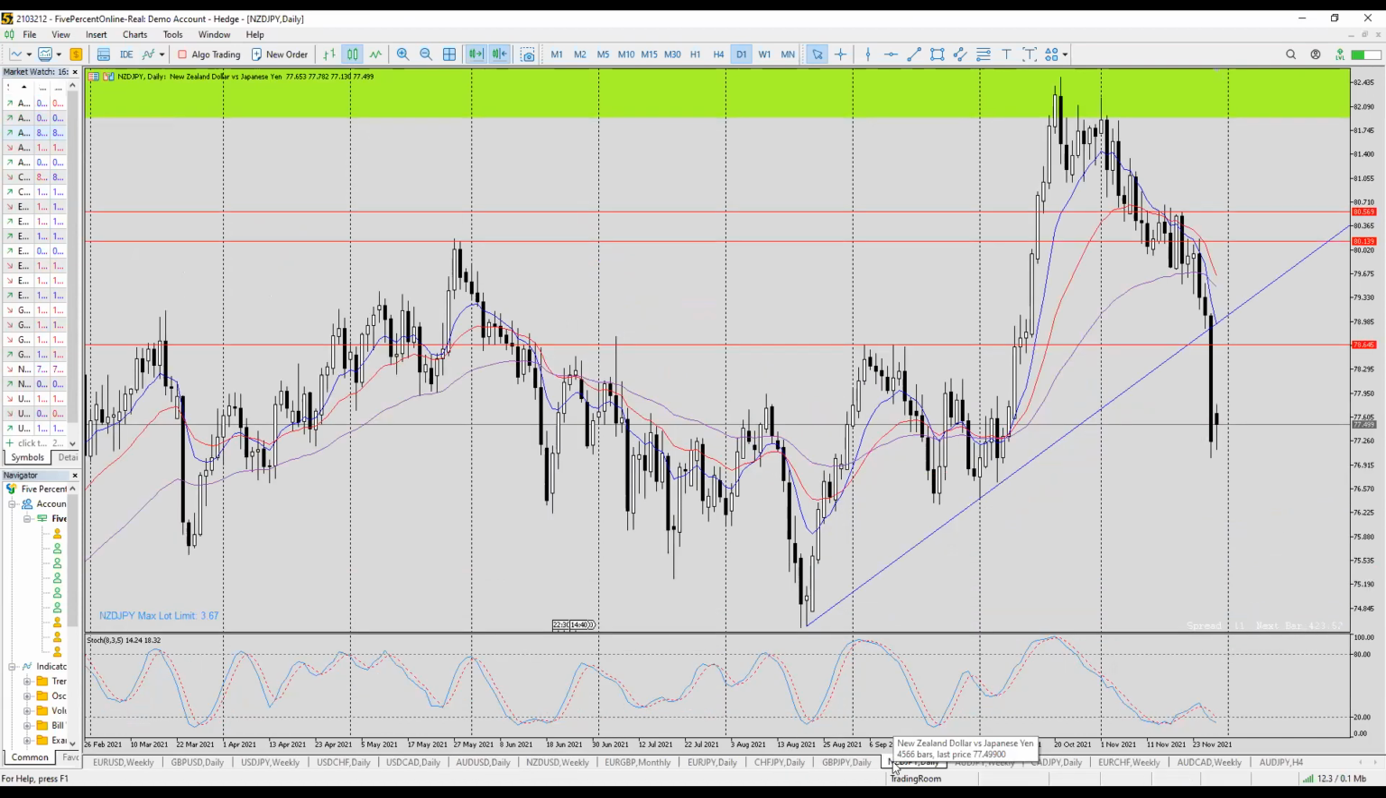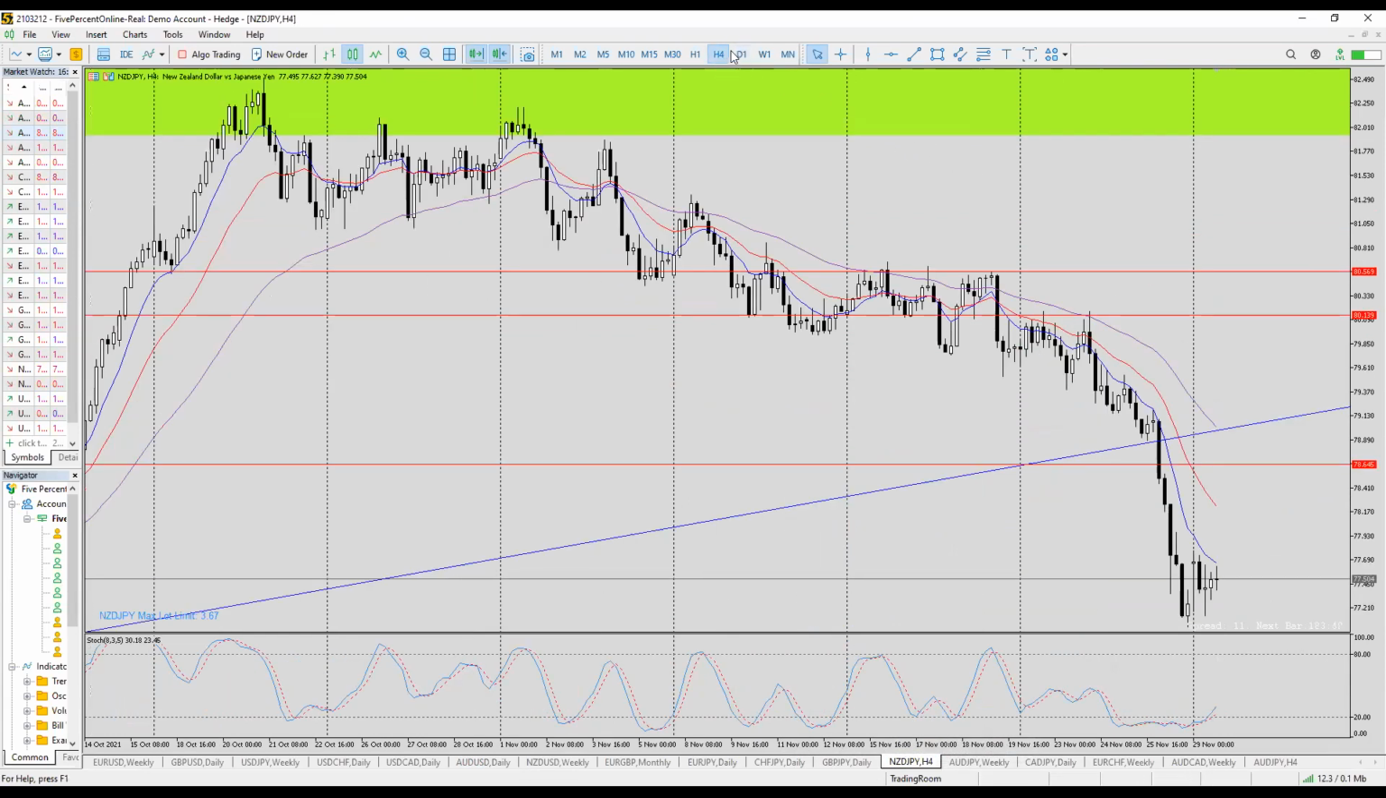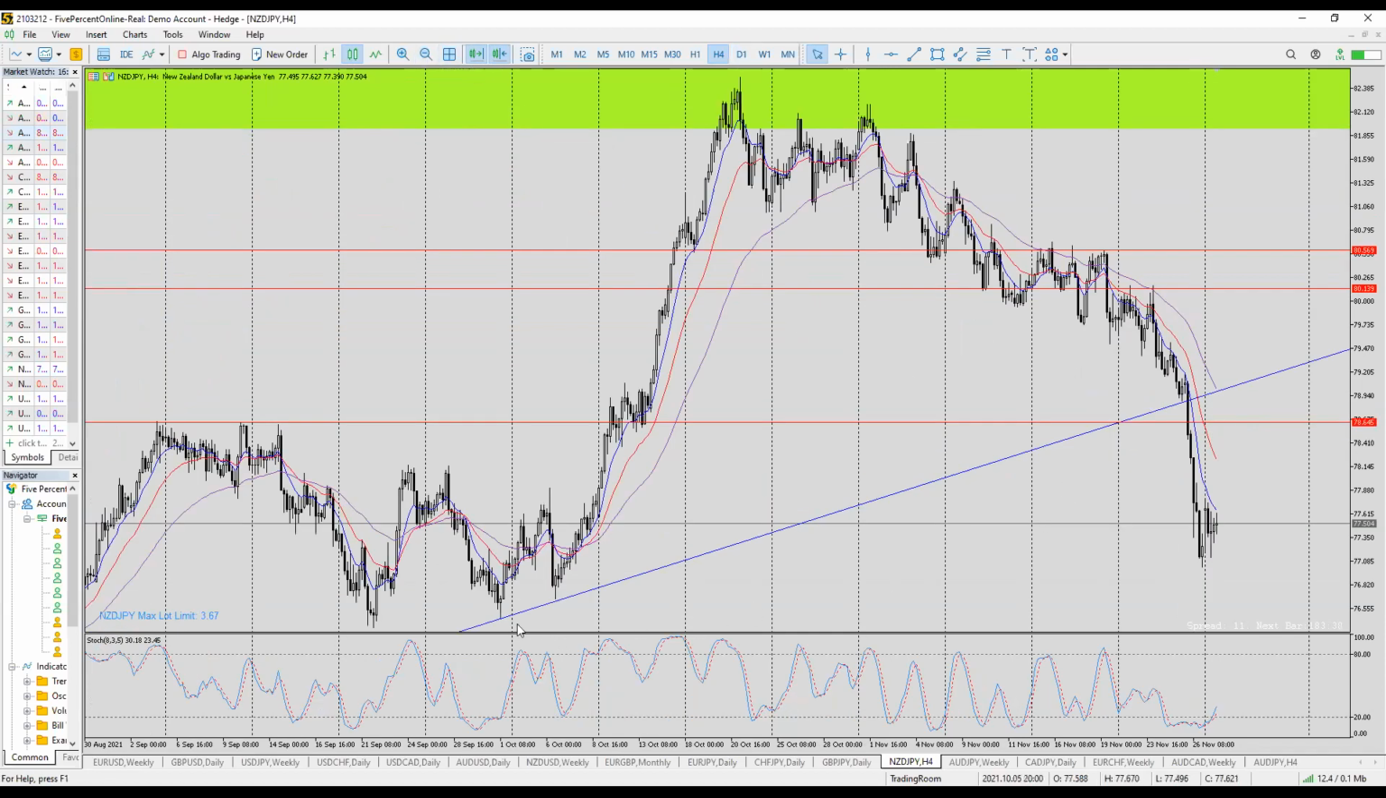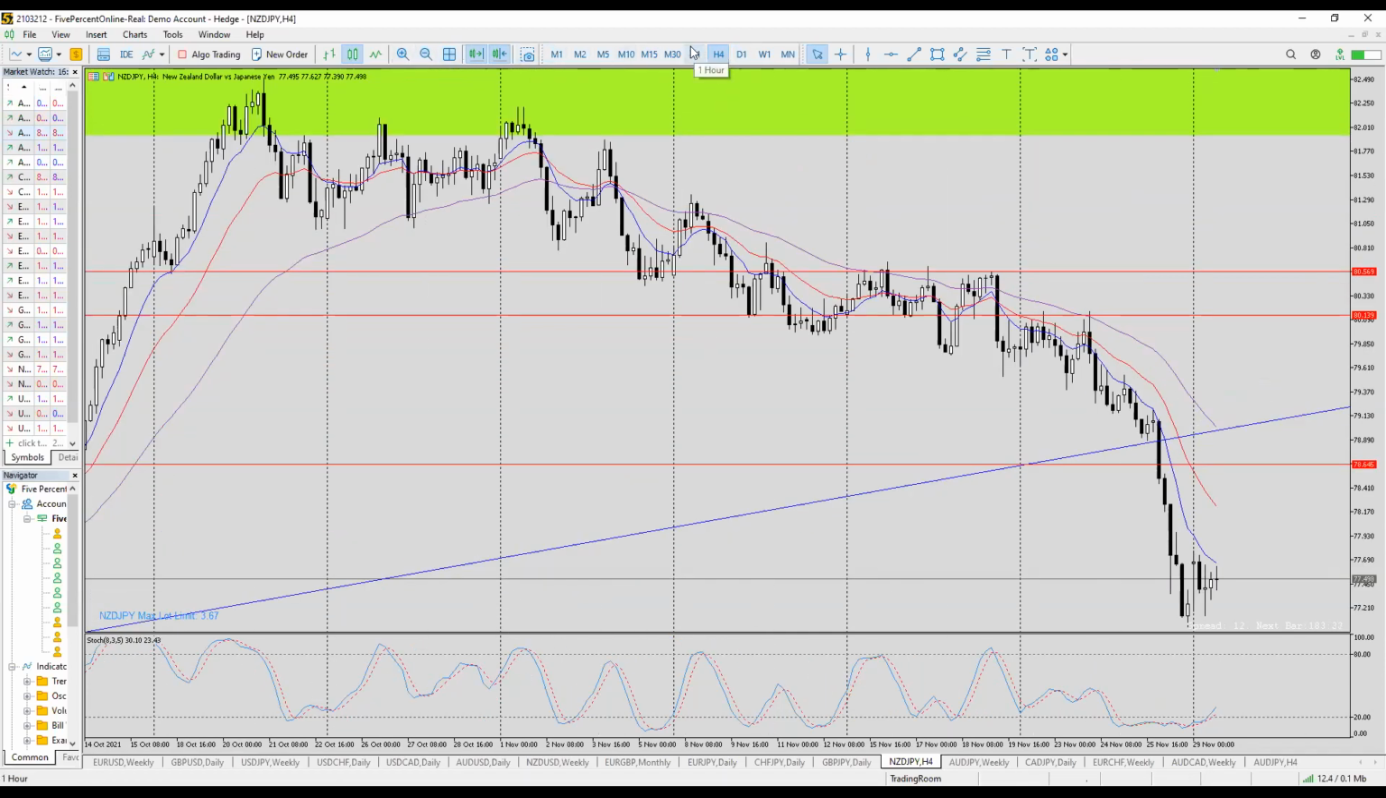So that's it. Kiwi Yen, that was an amazing move last week, and we took some trades in our Nostro portfolio, in our own company's portfolio, on Kiwi Yen. Beautiful, beautiful. Look how this trend line broke to the downside without even retesting it.